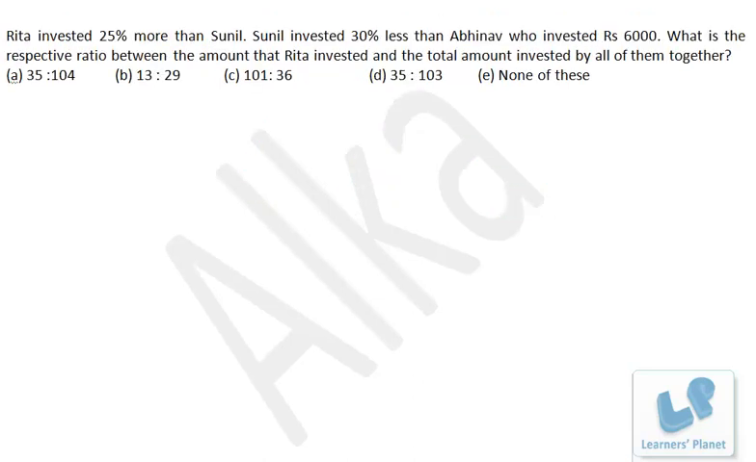Now friends, we have a problem based on ratio, proportion and percentage. Rita invested 25% more than Sunil. Here we have Rita, Sunil and Abhinav. Sunil invested 30% less than Abhinav, who invested rupees 6,000. Abhinav is investing rupees 6,000. Sunil is investing 30% less. That means Sunil is investing 70% of this.